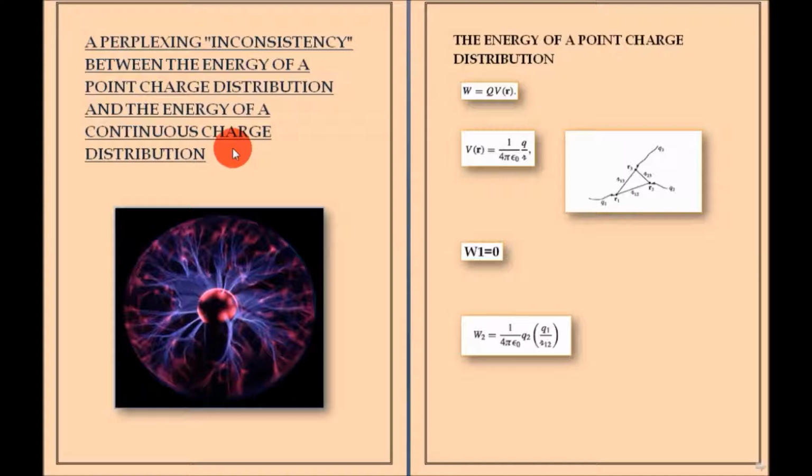I would like to discuss the inconsistency that arises when you try to calculate the energy of a point charge distribution and the energy of a continuous charge distribution. But before we look into this inconsistency, let us first derive the energy of a point charge distribution and later the energy of a continuous charge distribution.